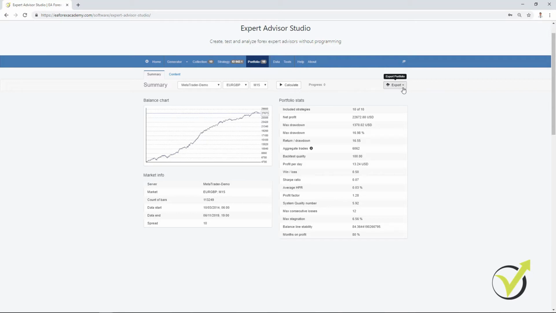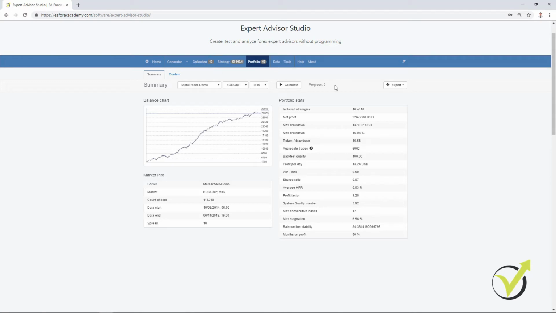And if you click on the export button, you can see that it says portfolio expert hedging MT4, and it's not available for MetaTrader 5 because most of the brokers with MetaTrader 5 don't provide hedging. And I can place this portfolio expert advisor on one chart in MetaTrader, and the strategies will open and close trades there.